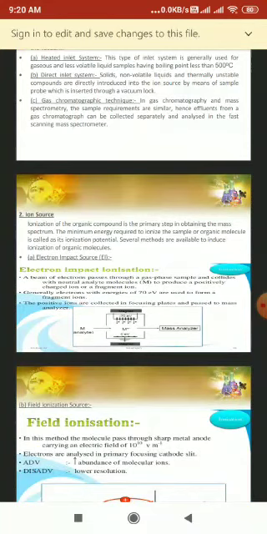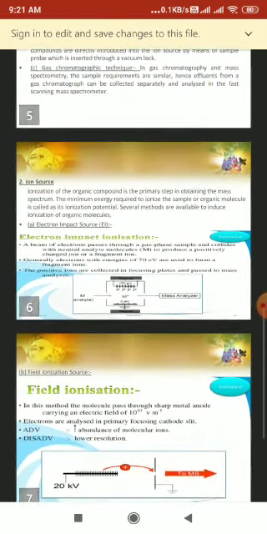Ionization of the organic compound is the primary step in obtaining the mass spectrum. The minimum energy required to ionize the sample or organic molecule is called its ionization potential. Several methods are available to induce ionization of organic compounds. Ionization of the vaporized sample may be produced by electron bombardment, field ionization, thermal ionization, chemical ionization, photoionization, or vacuum discharge ionization. Some of the common ion sources are discussed below, in which the first source is the electron impact ionization source.